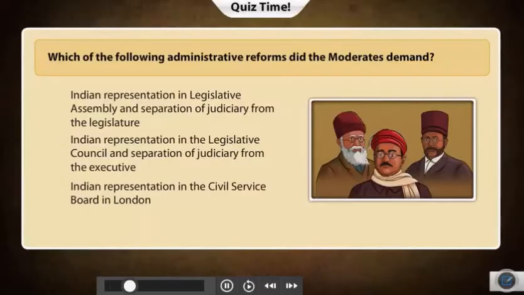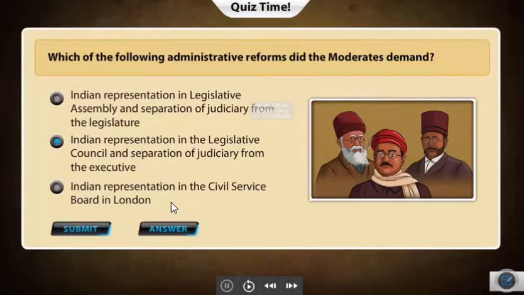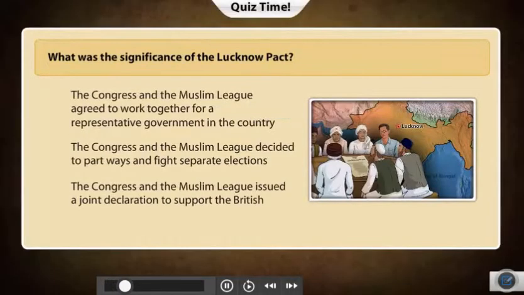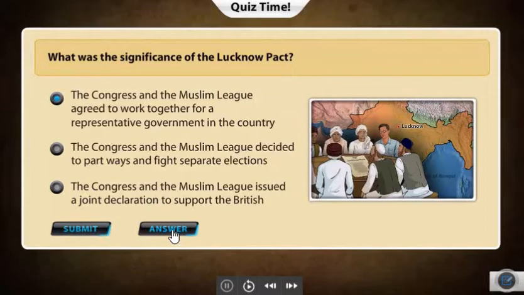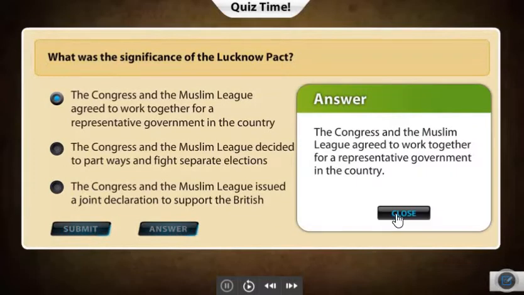Which of the following administrative reforms did the moderates demand? What was the significance of the Lucknow Pact? The Congress and the Muslim League.